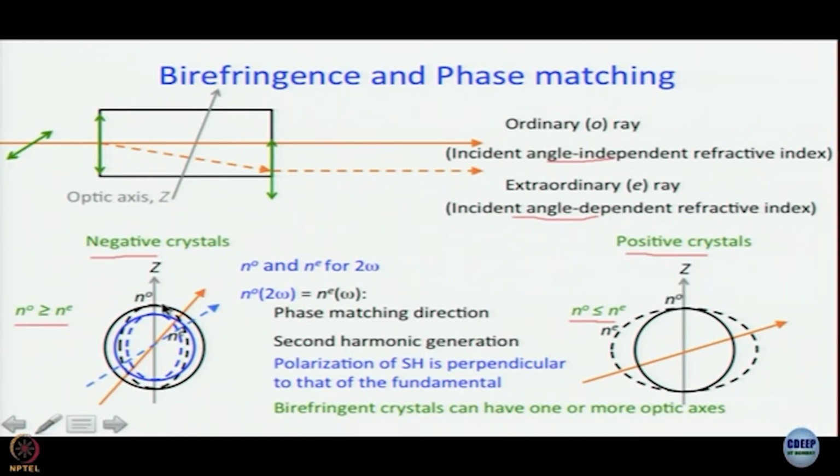The polar plot for the refractive index of the ordinary ray is going to be a circle, and that for the extraordinary ray is going to be an ellipse. So, for negative crystals, this is what the picture is going to be, the one drawn in black. The solid circle is the polar plot for the ordinary ray. The dashed ellipse is the polar plot for the extraordinary ray. So, the extraordinary ray polar plot is contained completely within the polar plot for the refractive index of the ordinary ray.